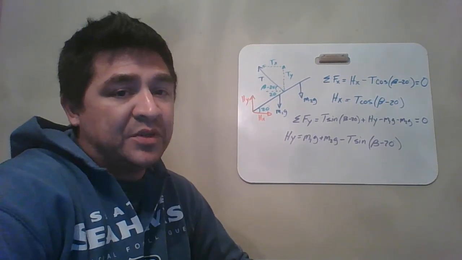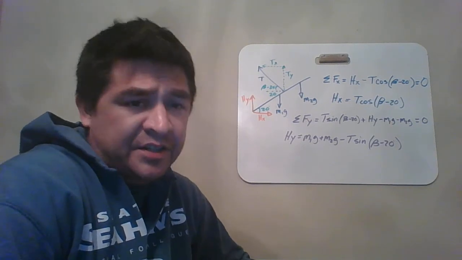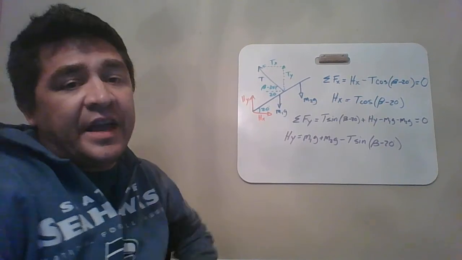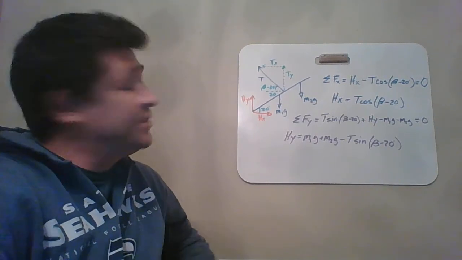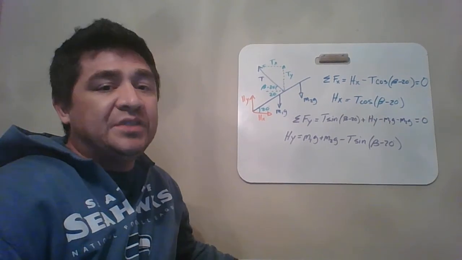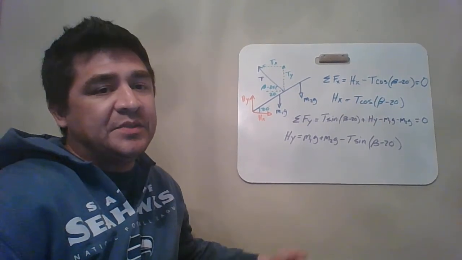So summing up our forces in the X direction, we got our hinge force to the right. We know the hinge force is going to act to the right because there's only one other horizontal force, and it's acting to the left. Knowing those got to add up to 0, horizontal hinge force has to be to the right.